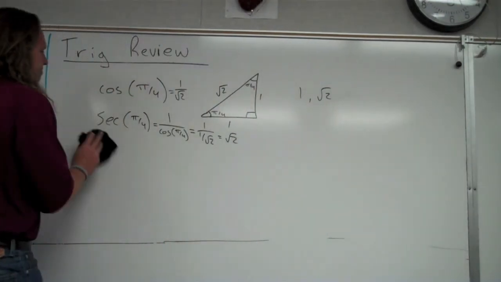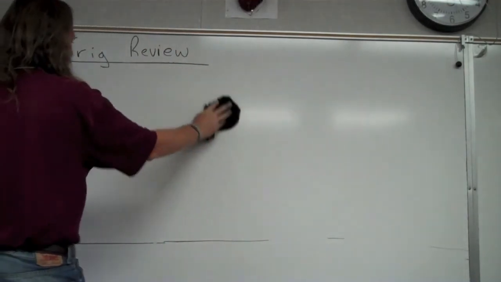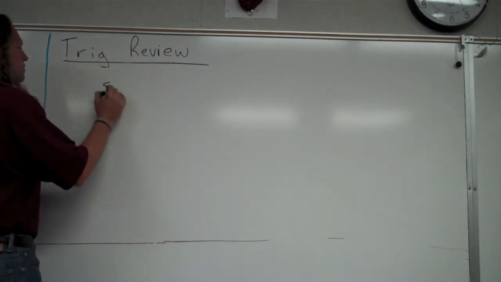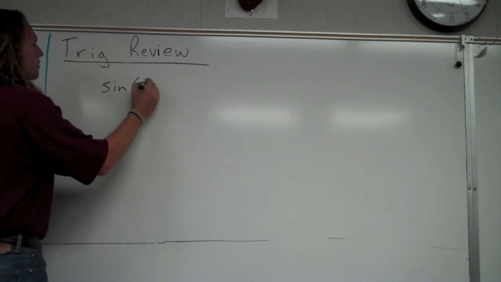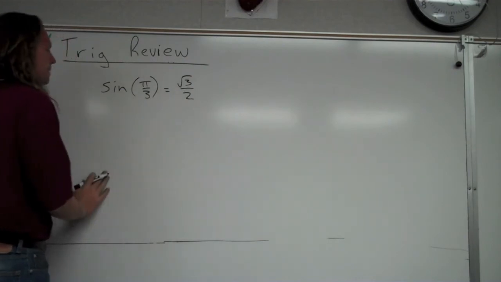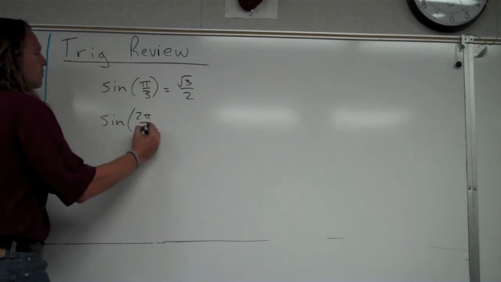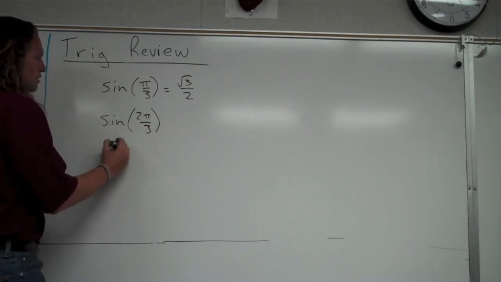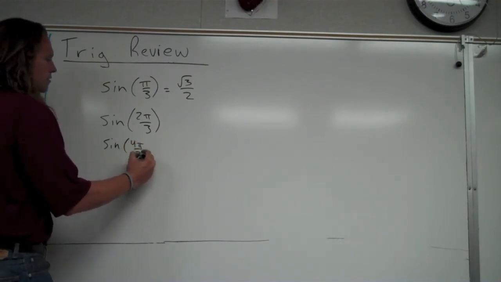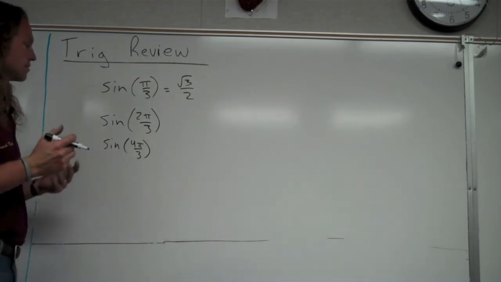Okay, last thing I want to mention here is you do need to be able to come up with variations of those angles. Like, for instance, we had done sine of pi over 3 a second ago. We found that sine of pi over 3 was equal to square root of 3 over 2. You need to know any variation of pi over 3, like, for instance, 2 pi over 3, or 4 pi over 3, or 5 pi over 3. All those are variations of this angle.